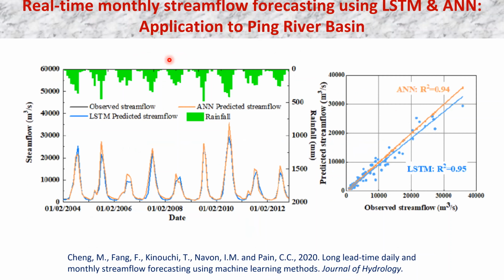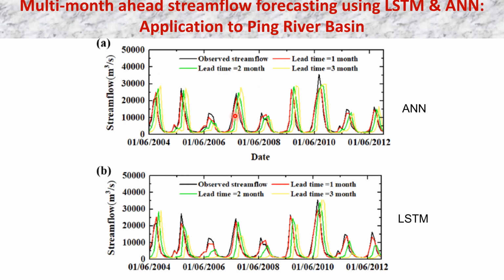This demonstrates results again for a different case, compared with the measurement. Black is the measurement and blue is the LSTM. This is for monthly stream flow forecasting using LSTM and ANN. This is one example, and here is a different one. These are the ANN results, and these are the LSTM results during the period 2004 to 2012, the monthly forecast results.